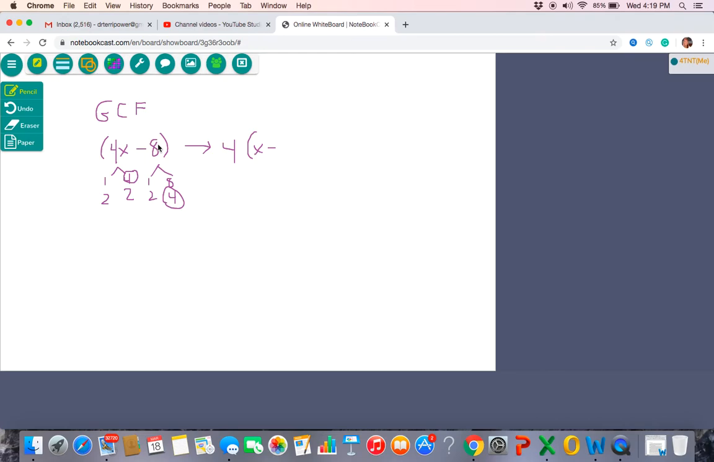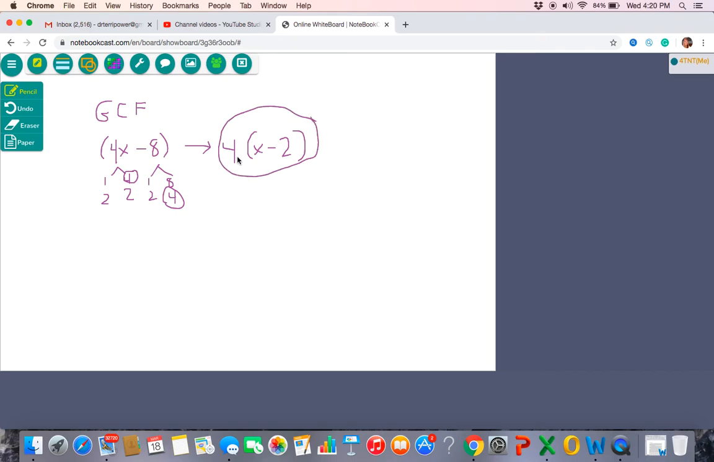And if I factor out 4 from 8, what's 8 divided by 4? Well, it leaves me 2, and I'm going to leave the negative, because I didn't factor the negative out, so the negative stays in: -2. So this is it simplified. This is as far as I can go with this expression.